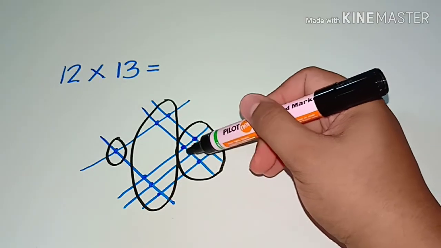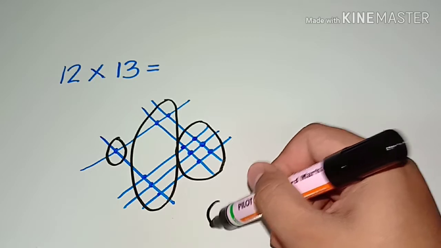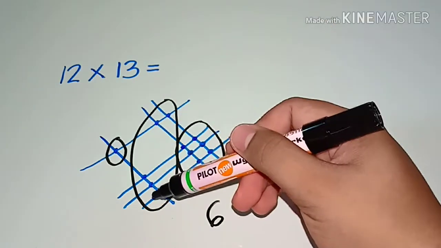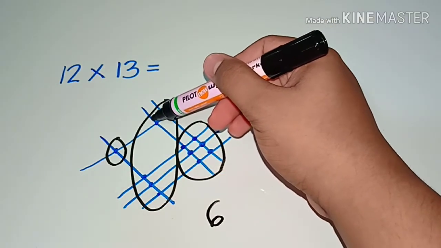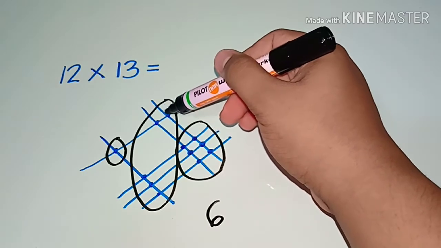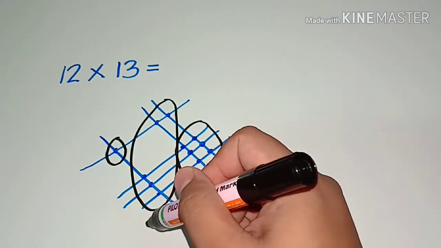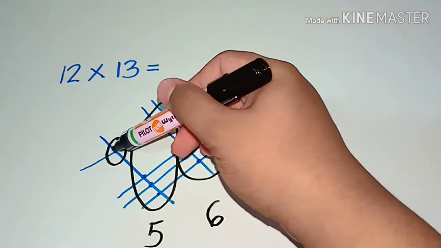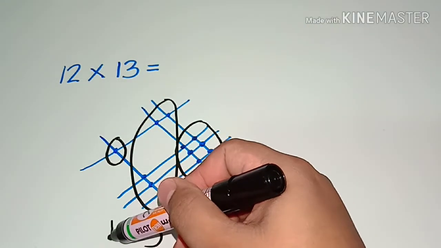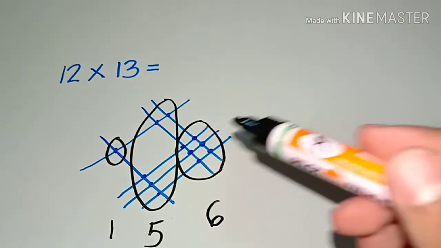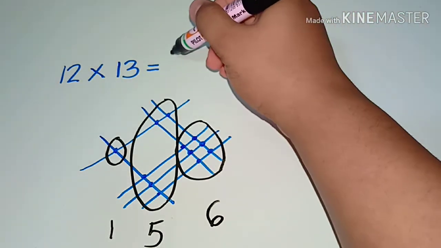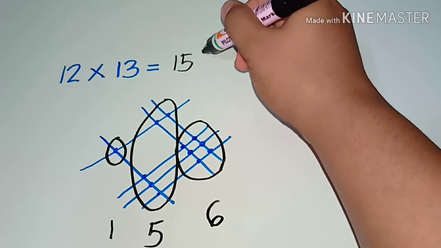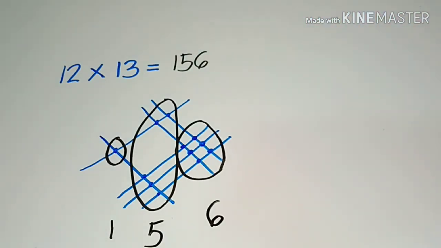1, 2, 3, 4, 5, 6. Then for our tens place, 1, 2, you also count the one below. So 1, 2, 3, 4, 5. And then for our hundreds place, 1. So that means 12 times 13 is equal to 156. So by using lines and counting the dots, you can already find the product when you are multiplying numbers.